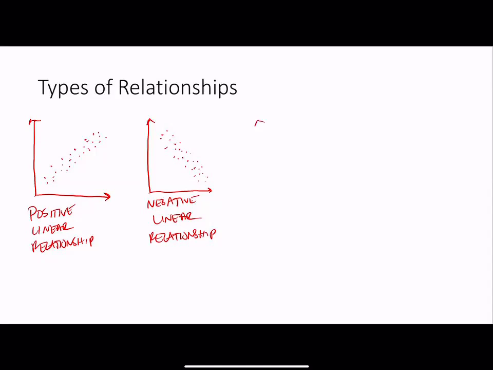The next one we don't see too often. We won't really be using this. We're going to mostly stick with these first two. This next one looks kind of like an arch or a rainbow of some sort. This is what we call a curvilinear relationship.